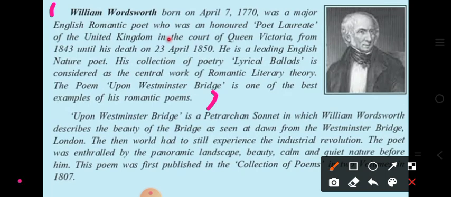What about the theme of the poem which is given here? Upon Westminster Bridge is a Petrarchan sonnet in which William Wordsworth described the beauty of the bridge as seen at dawn from the Westminster Bridge, London.